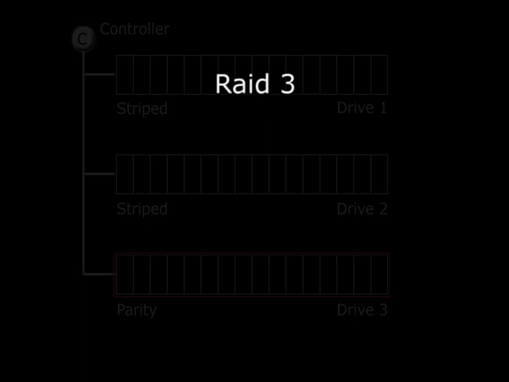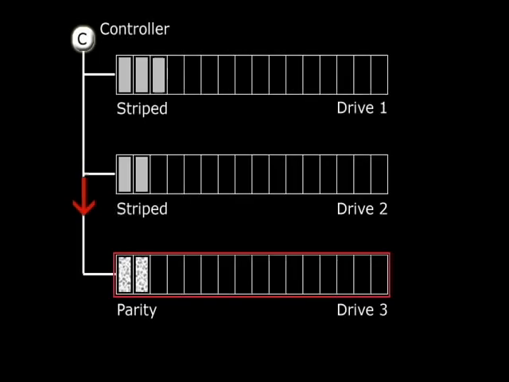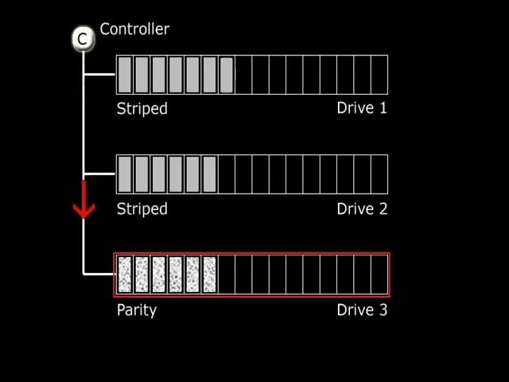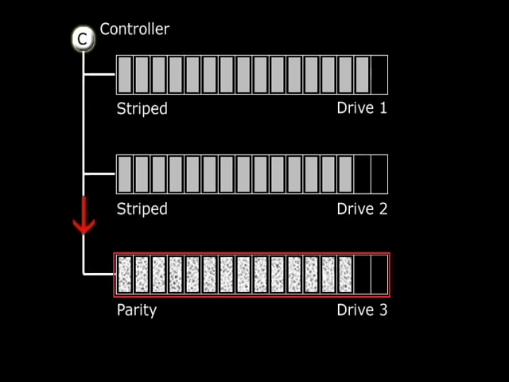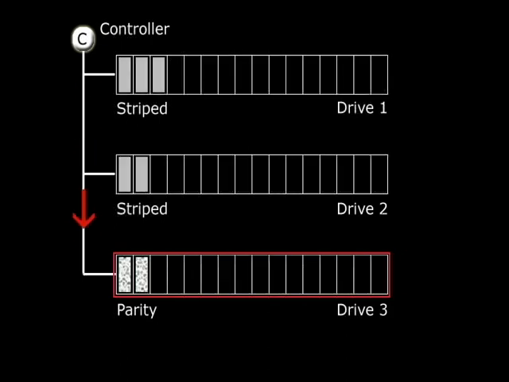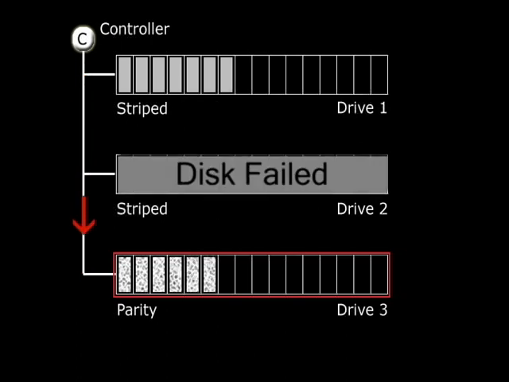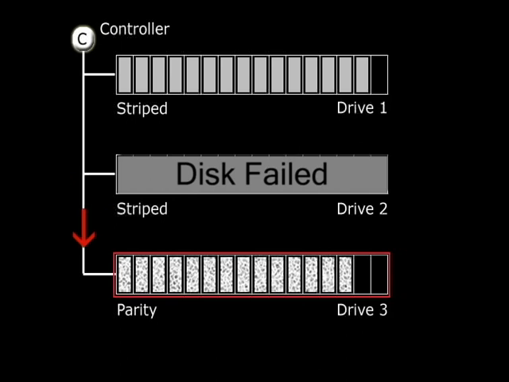RAID 3. On RAID 3 systems, data blocks are subdivided, striped, and written in parallel on 2 or more drives. An additional drive stores parity information. You need at least 3 disks for a RAID 3 array. Since parity is used, a RAID 3 stripe set can withstand a single disk failure without losing data or access to data.